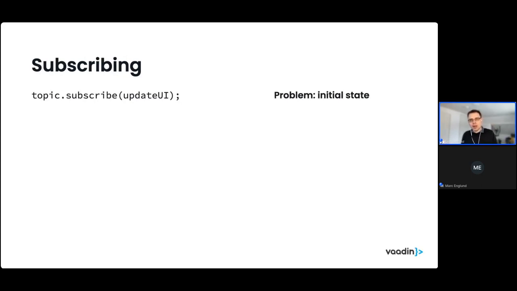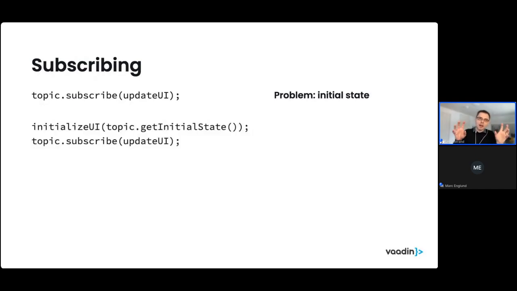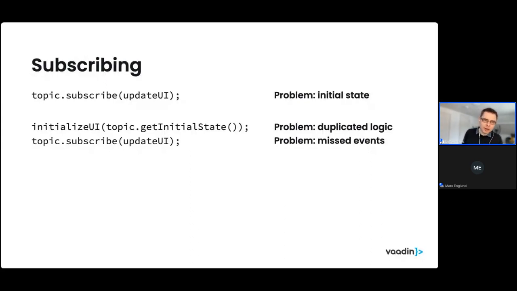One way you could deal with that is to have something like this. So first, you initialize the UI based on the current state in the topic, and then after that, you start subscribing to updates. Obviously, this leads to two problems, actually. The first one is that now you have duplicated logic, because both your initialize UI function and the update UI function do roughly the same thing, but you still need to implement them slightly differently.